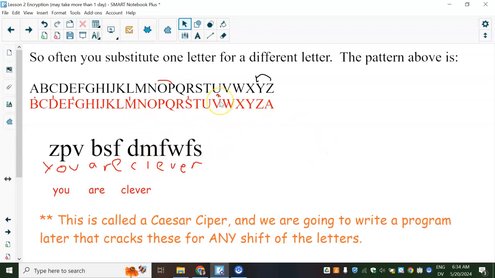This one is easy to break, especially with computers. And there's some analysis you can do to figure this out. So this was done early on, but eventually people figured out how to break that code.